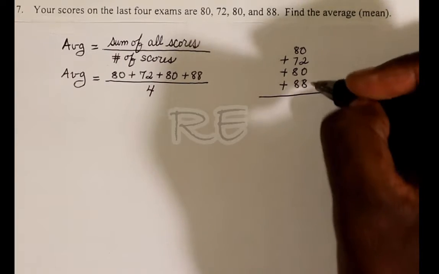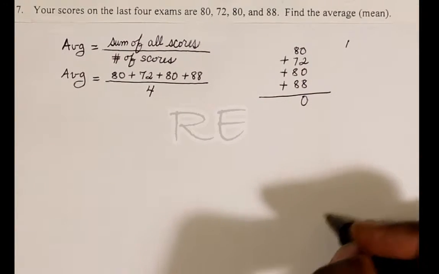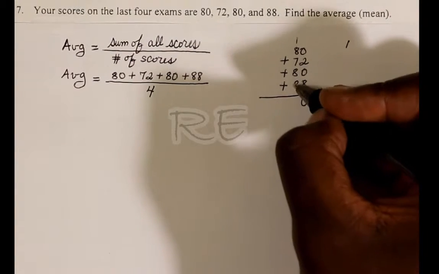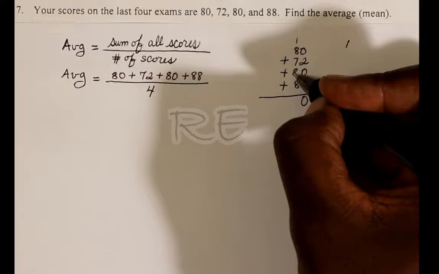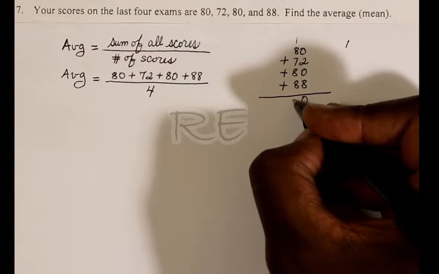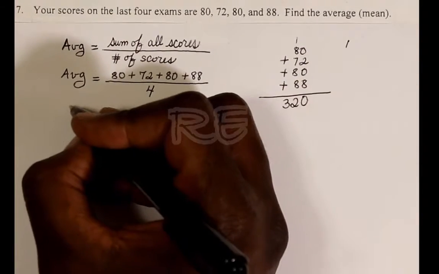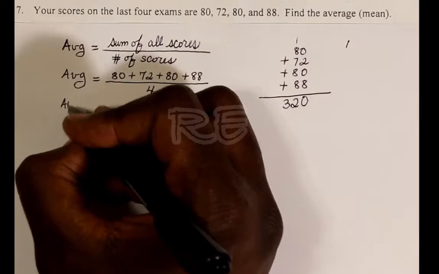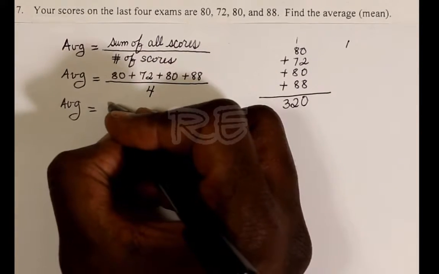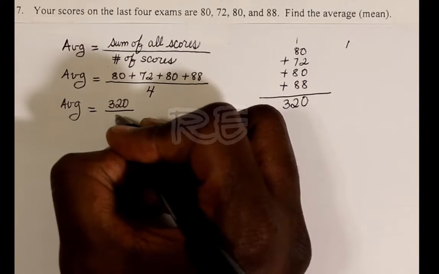Here we go. 2 plus 8, 10. 0, we carry 1. 1 plus 8 will be 9, plus 7, 16, plus 8, 24, plus 8, 32. So the sum is 320, which we're going to have to divide by 4.